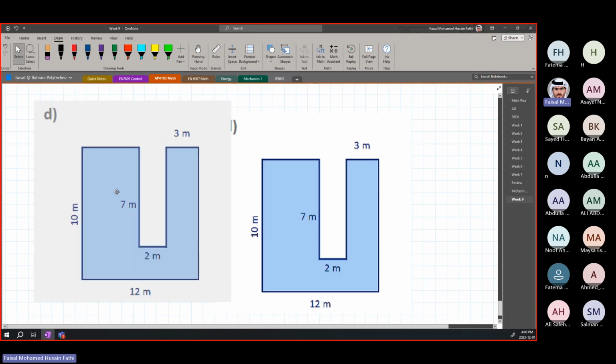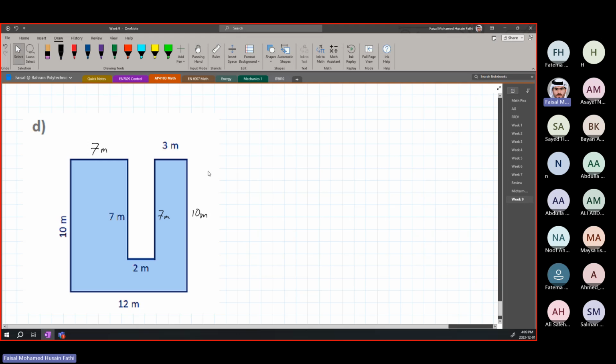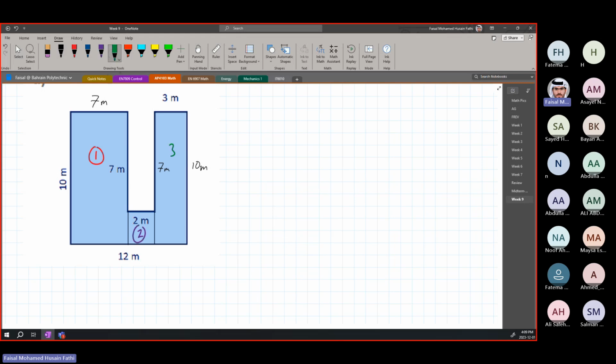For the area, we already knew from finding the perimeter that this is equal to 7 meters, and this is equal to 7 meters, and this is equal to 10 meters. We can do the exact same split as we did last time. This is fine, and there's nothing wrong with this. This is going to be your first area, this is going to be your second area, and this is going to be your third area. And then you just add area 1 plus area 2 plus area 3, and you'll find your total area.